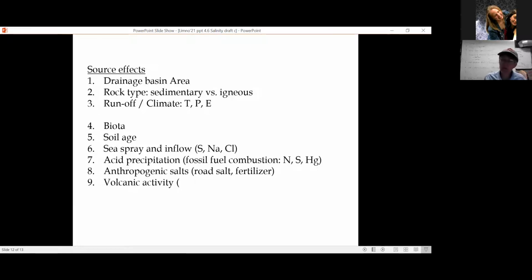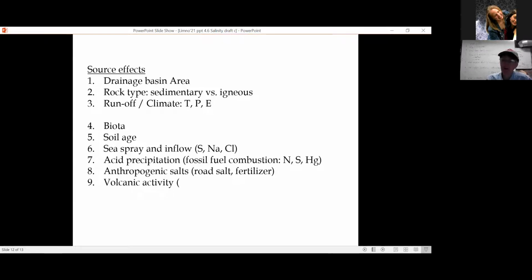Acid precipitation from human activities like fossil fuel combustion can be a source of ions to lakes. Nitrogen and sulfur, for example, come from gasoline, not nearly as much as they used to, but that is still a significant source of nitrogen and phosphorus to the air. And mercury, of course, comes from coal combustion, and so does sulfur.